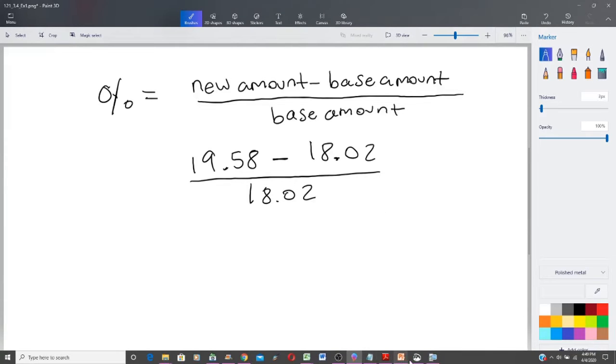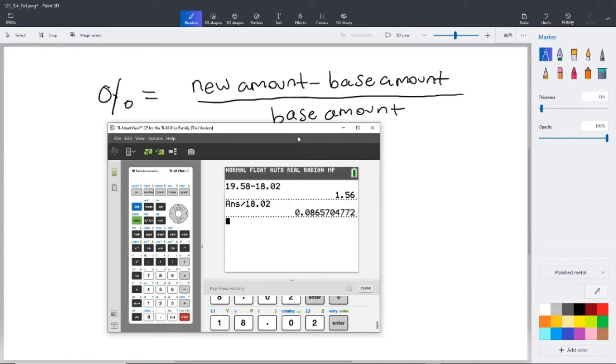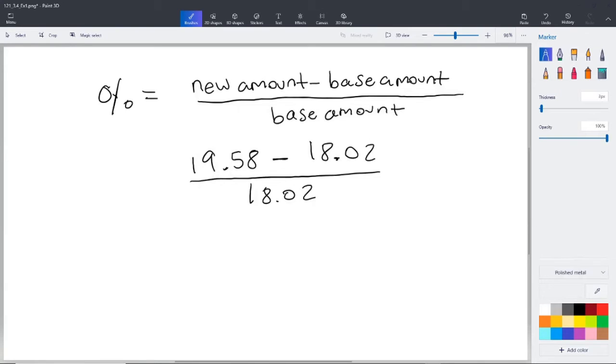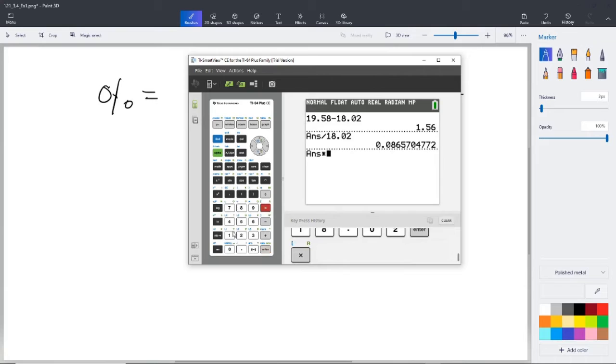So once again, I'll bring up my trusty calculator here, and we'll go ahead and take 1958 minus 1802. We're going to get that amount, and then we're going to divide that amount by 1802. And to get our answer here, which is 0.08657. And then if we take that amount and multiply it by 100, we'll get our answer here of 8.657%.